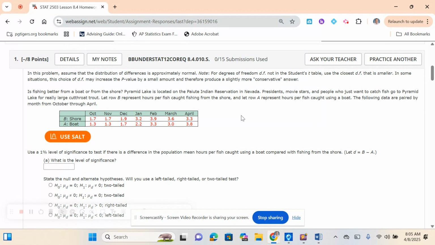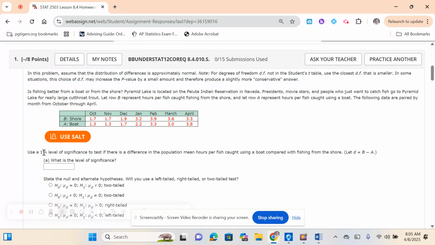The following are paired by the month. So there's pairing here. There's two groups, but they're paired by month. So we're going to use the paired inference procedure like we learned today. Use a 1% level of significance to test the difference in the population means per hour caught for fish using the boat versus the shore.